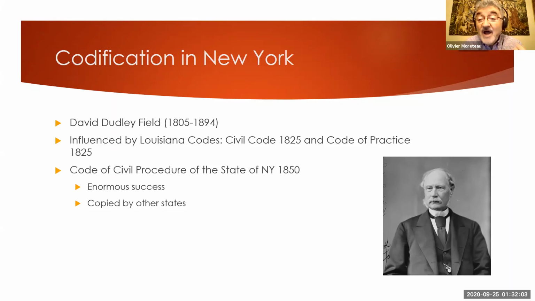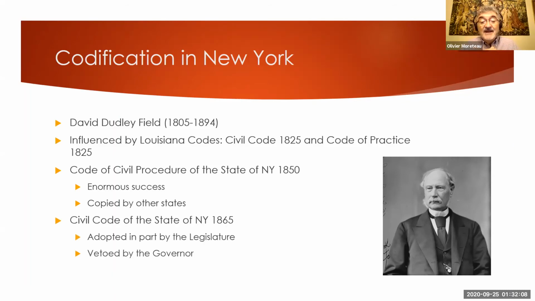Field, who was a disciple of Jeremy Bentham, another apostle of codification, this time in England, tried to draft a civil code for the state of New York. And he had the draft published in 1865. It was adopted in part, at least, by the legislature, but it was vetoed by the governor of the state of New York due to some political conflict that existed between Field and the governor. Maybe without this animosity between the two men, the great state of New York would have a civil code nowadays.